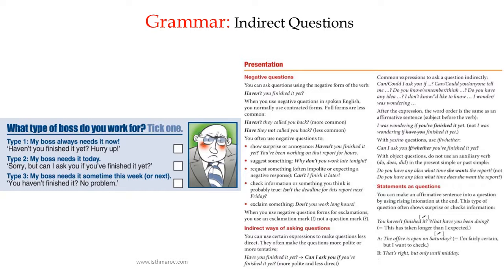So as usual, the picture on the left introduces us to the presentation, which is concerned with the analysis and explanation of the course. What type of boss do you work for? Type 1, my boss always needs it now. Haven't you finished it yet? Hurry up. Type 2, my boss needs it today. Sorry, but can I ask you if you finished it yet? Type 3, my boss needs it sometime this week or next. You haven't finished it? No problem.